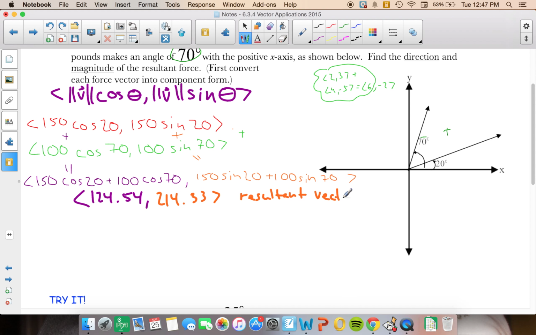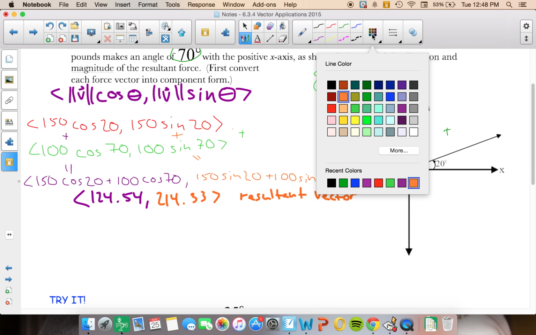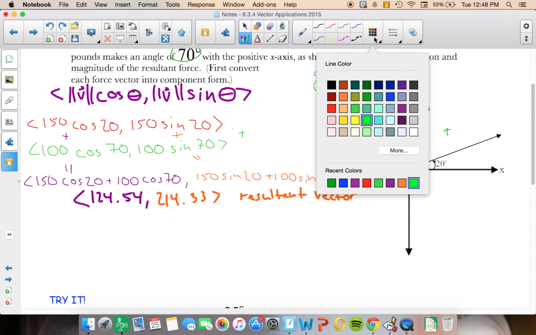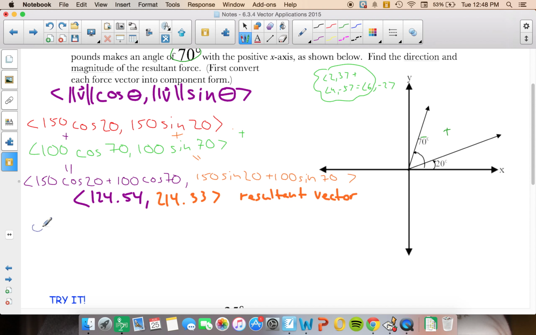Now for the last part of that. Last part is finding the direction and magnitude of the resultant force. So this is the resultant force, the resultant vector. Let's find the direction of this vector. To find the direction of this vector, remember that theta, let's do a different color. Remember that theta is equal to tangent inverse of y over x.